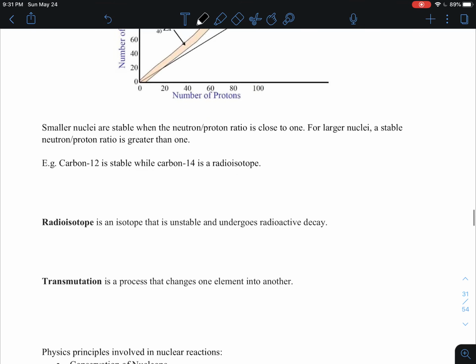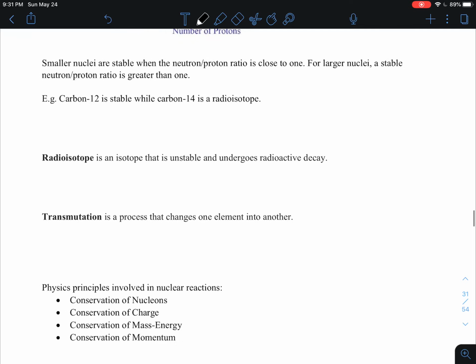All right, so here it says smaller nuclei are stable when the ratio is closer to 1-to-1. For larger nuclei, the stable neutron to proton ratio is greater than 1, like we saw below. Carbon 12 is stable, while carbon 14 is known as a radioisotope, something that's a little bit less stable. A radioisotope is an isotope that is unstable and undergoes radioactive decay.